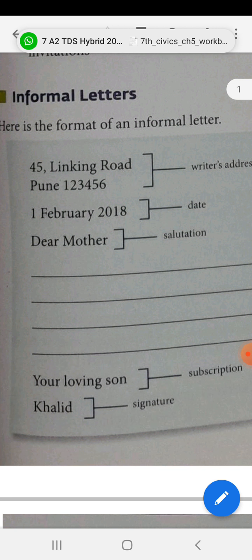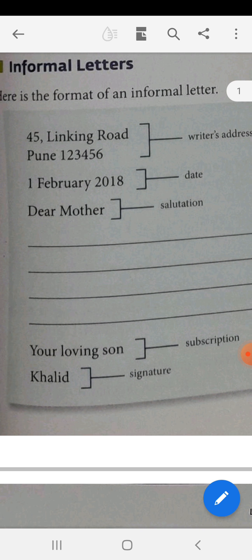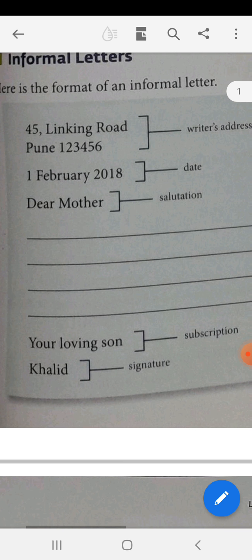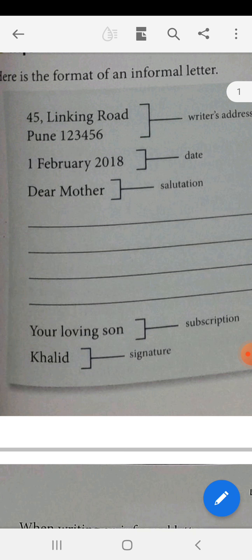This is how we begin an informal letter, and then there is the salutation below the date. We will leave one line after the date and then write the salutation, and here the salutation written is Dear Mother. You can write Dear Mother, Dear Friend, or you can write the name of the friend also, Dear Rahul, Dear Rita. So you can write the salutation as Dear and the name of the person or the relation of that person to you.